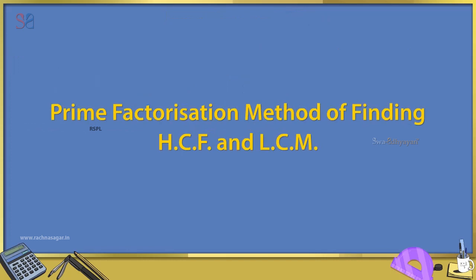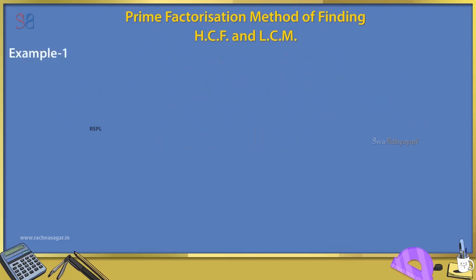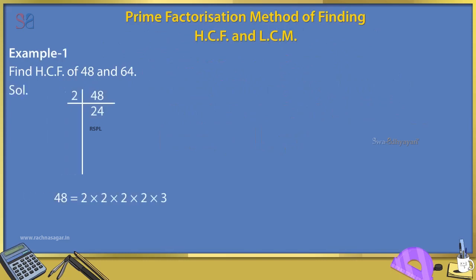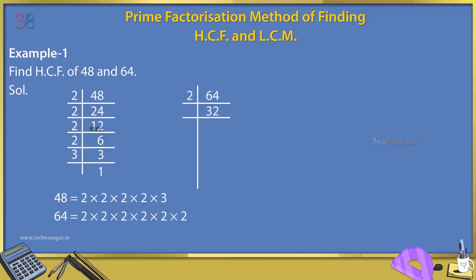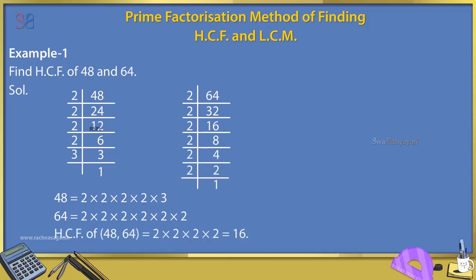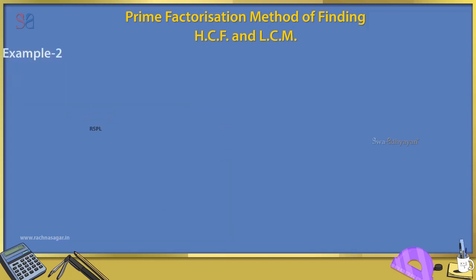Prime factorization method of finding HCF and LCM. Example 1. Find HCF of 48 and 64. Solution. 48 is equal to 2 multiplied by 2 multiplied by 2 multiplied by 2 multiplied by 3. 64 is equal to 2 multiplied by 2 multiplied by 2 multiplied by 2 multiplied by 2 multiplied by 2. HCF of 48, 64 is equal to 2 multiplied by 2 multiplied by 2 multiplied by 2, which is equal to 16.